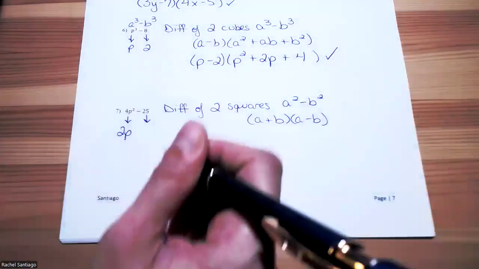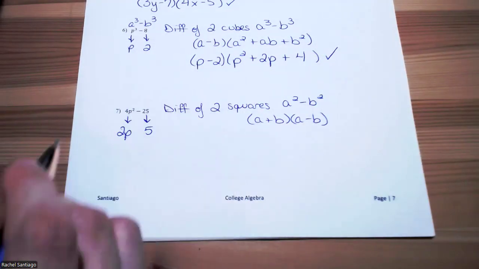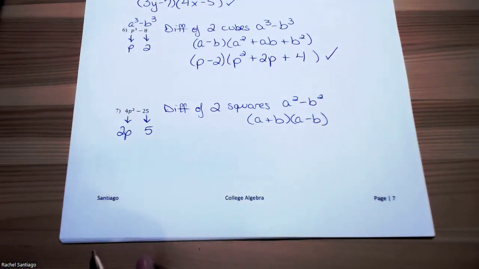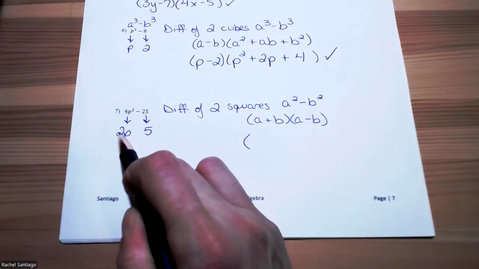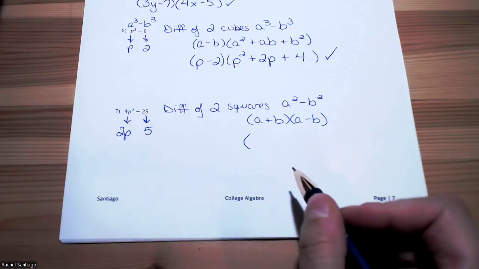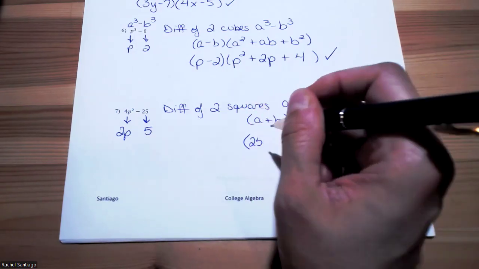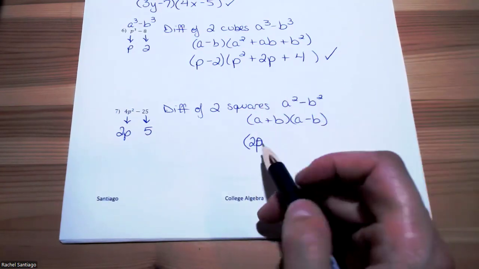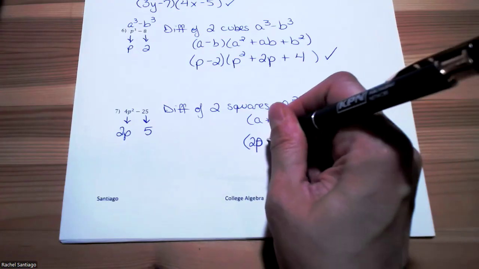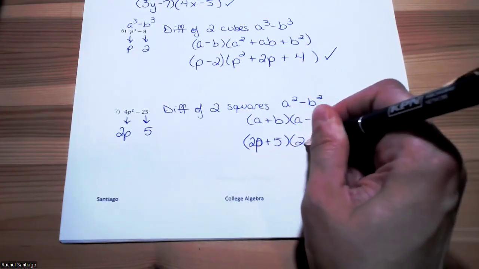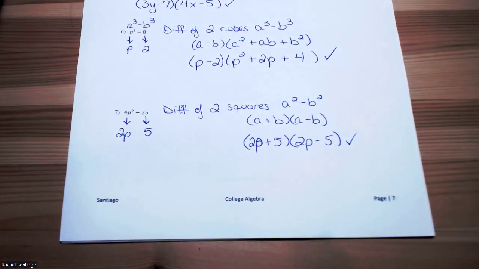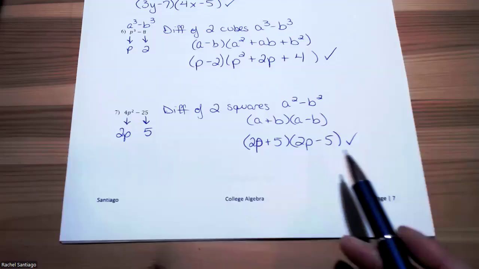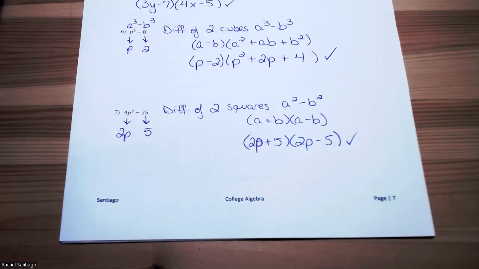And then what about 25? What was it before? It was a 5. Because 5 times 5 is 25. And now I can fill this in. A's are 2p's and b's are 5. So my final factored form, I fixed it: 2p plus 5 and 2p minus 5. That's it. That's literally all you have to do. These are not factorable anymore, so we are done.